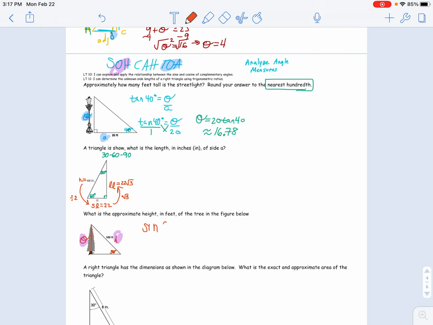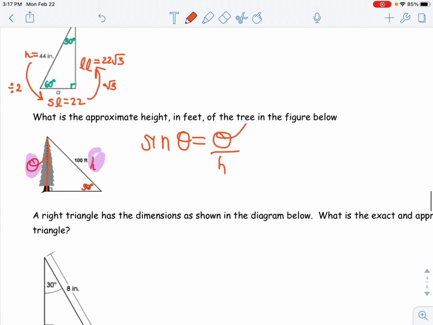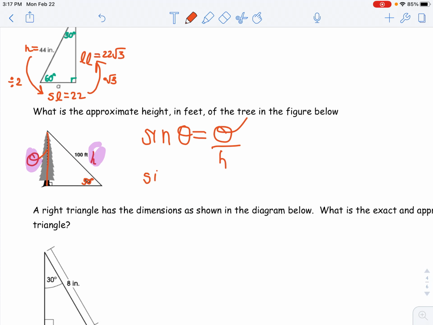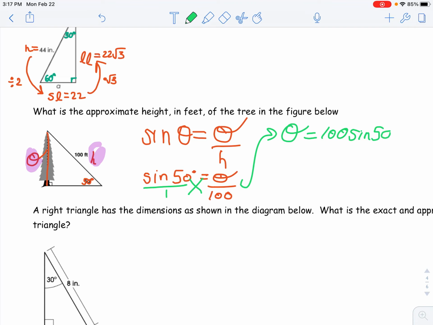So it's going to be sine theta equals opposite over hypotenuse. Now between theta and my cursive O, notice that one has a really big tail, the other one doesn't. That's how I try to differentiate. Then we're just going to put sine 50 over 1 and cross multiply. And we're going to get cursive O, the opposite side, equals 100 sine 50. And 100 sine 50, plugging that into a calculator, is 76.6.